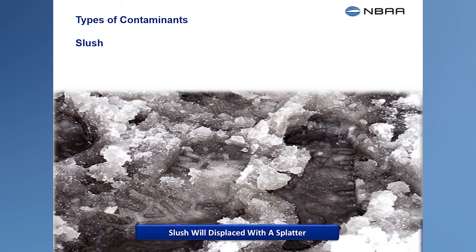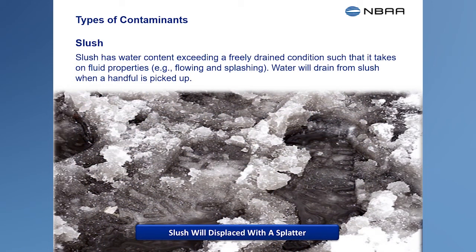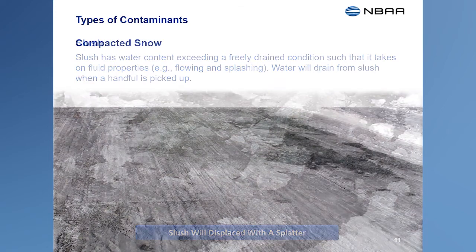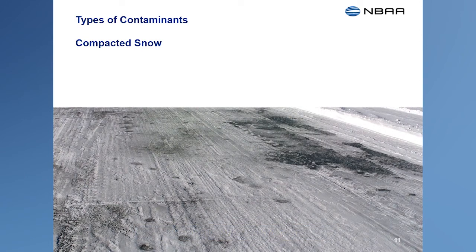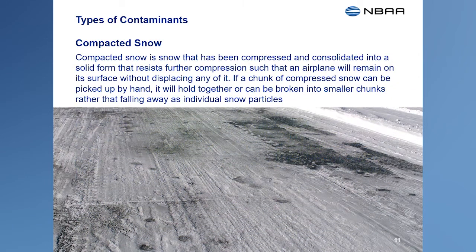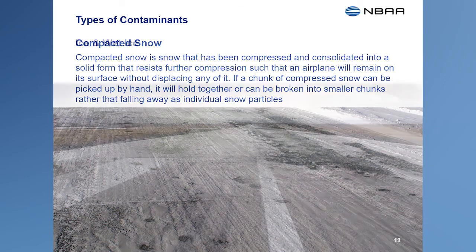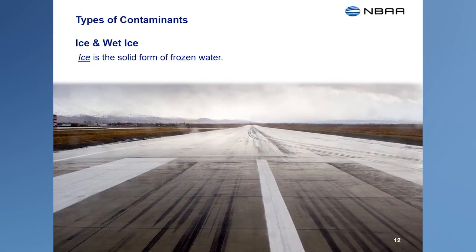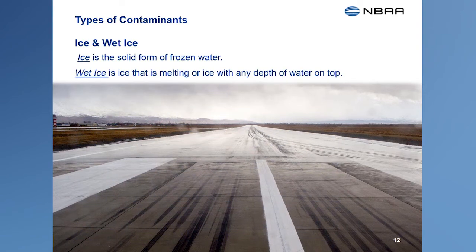Slush is another type of runway contaminant. Slush is snow that has enough moisture so that it takes on a fluid property. Here's another way to look at that. Slush is water-saturated snow that will splatter when you stomp on it. Compacted snow has been compressed to the point where you can't compress it anymore. If you pick up a chunk of compressed snow, it'll hold together, and you can break it into smaller chunks. Ice is considered a runway contaminant, regardless of depth. Melting ice, or ice covered by a layer of water, is considered as wet ice.